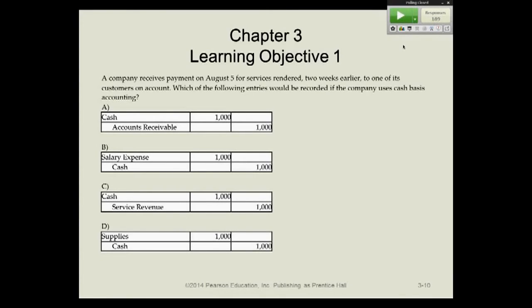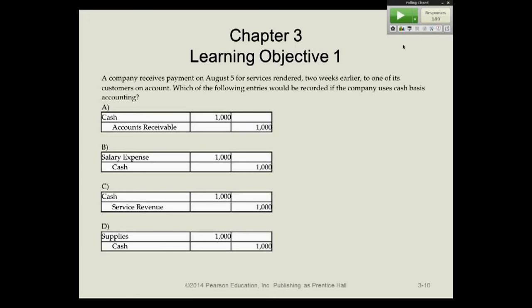I'll read this. It tells you that a company receives a payment on August 5th for services rendered 2 weeks earlier from one of its customers. So now you're receiving cash collections. Which entry would be recorded if the company used a cash basis? Very simply, you collected $5,000 for work you did a couple of weeks ago. How do you record it under the cash basis? In A, do you debit cash, credit accounts receivable? In B, do you debit cash, credit salary expense, or debit salary expense, credit cash? In C, do you debit cash, credit service revenue? And in D, do you debit supplies and credit cash?